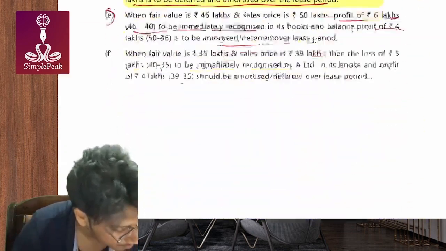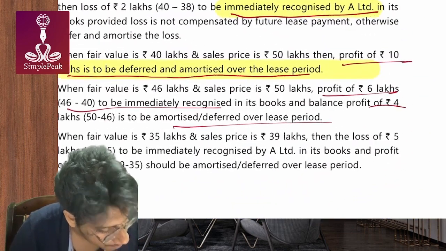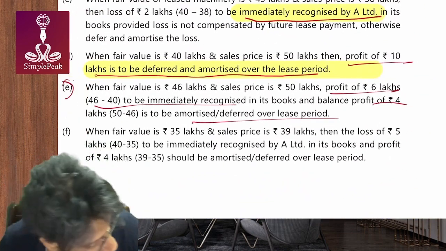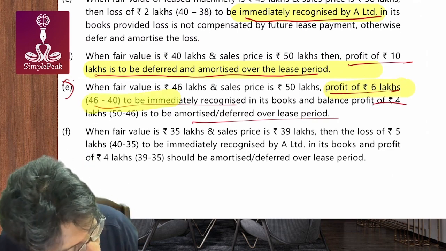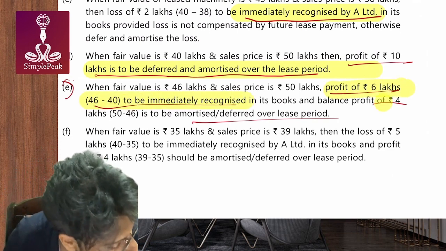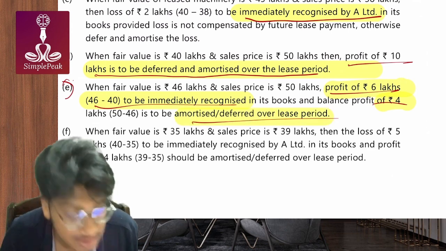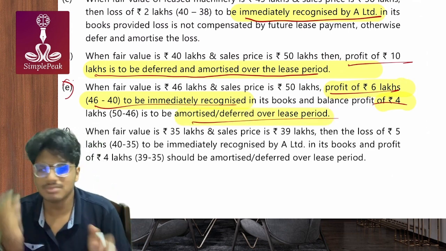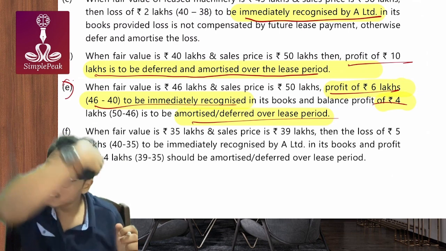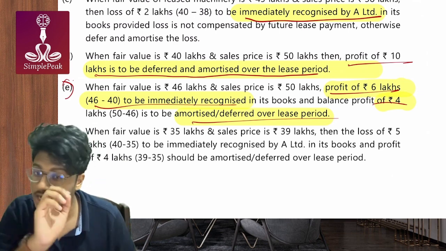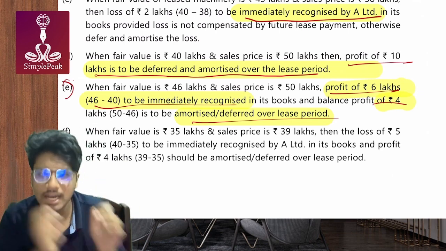Okay, shall we? Yes, we shall. Option E: the carrying value is 46 lakhs and the sale is 50. The profit of 6 lakh needs to be immediately recognized and the balance of 4 needs to be amortized. See, they use the word balance over here, it's just theoretical wording and doesn't matter. If you go with the flow that I have discussed, you can never go wrong. So go accordingly and try to solve it.